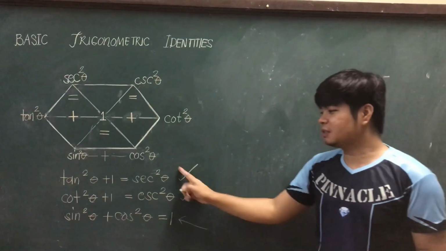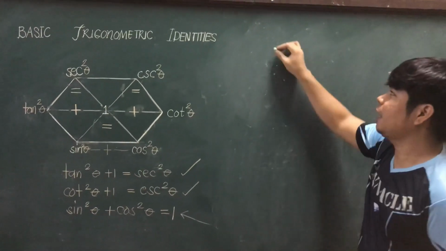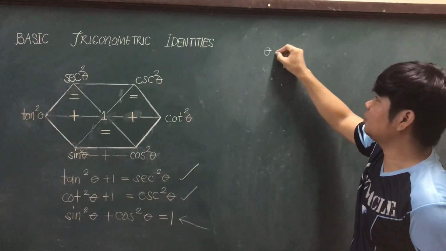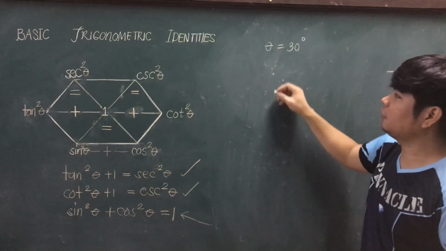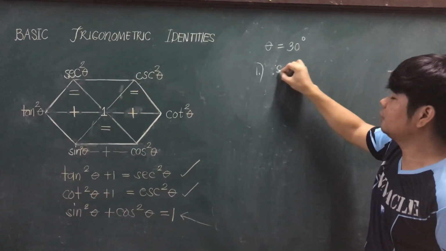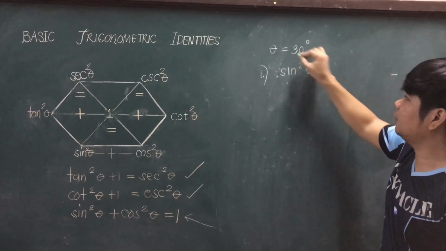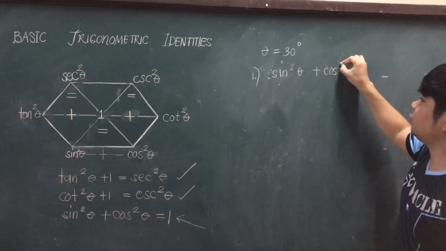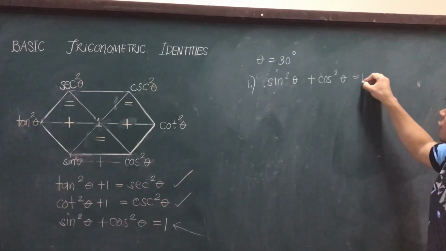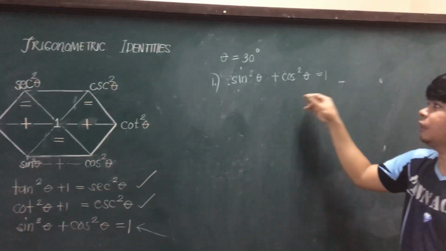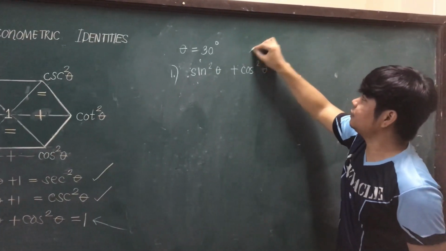So let us try to use these three identities if we have an angle measurement, let's say theta is equal to 30 degrees. Let us try to use the first: the square of sine theta plus the square of cosine theta is just 1. So let's see if that is really equal to 1. We know that sine theta, first let's try to illustrate.